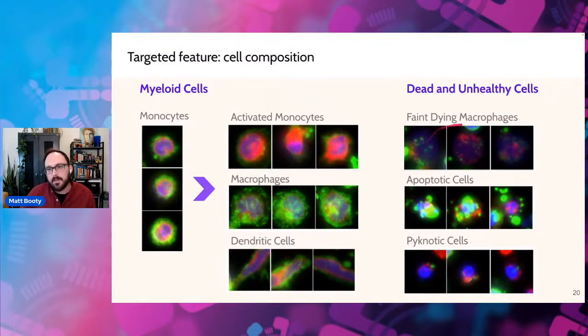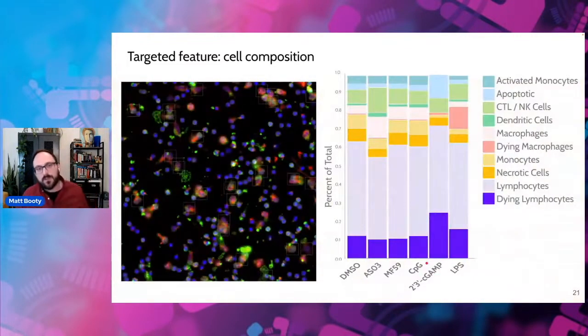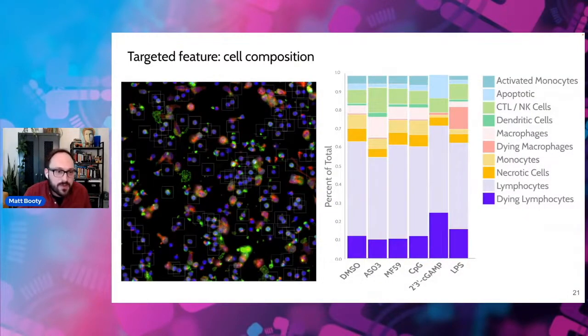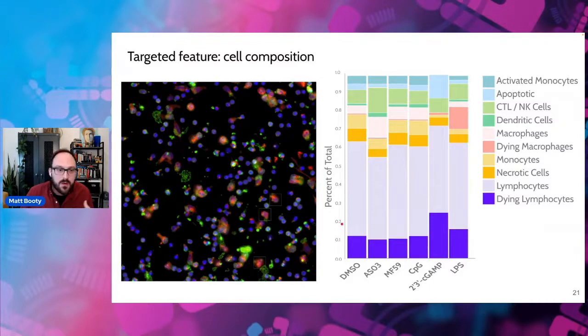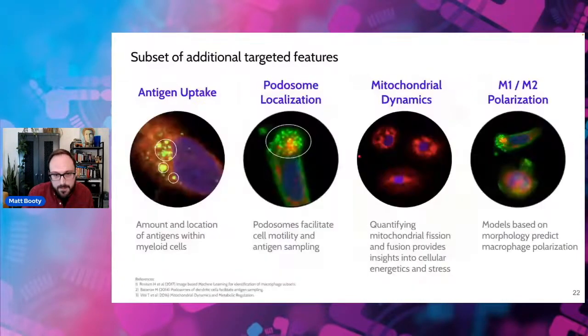Finally, death is often associated with innate immune activation, and fortunately for us, different forms of cell death have distinct morphologies, and we're able to capture and quantify these. So macrophages that are dying, perhaps on the verge of necrosis, also apoptotic cells and pyknotic cells as well. All of this information gets fed into a compositional metric, which allows you to see how your individual stimulation conditions or your experimental compounds are altering the composition of your PBMCs.